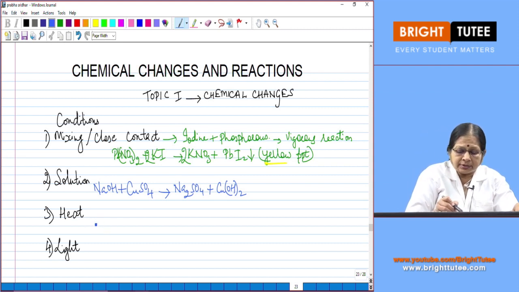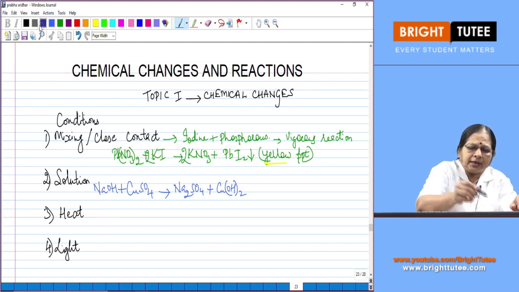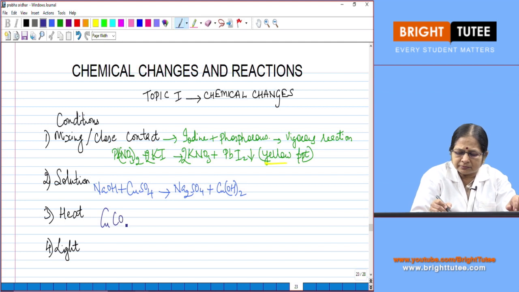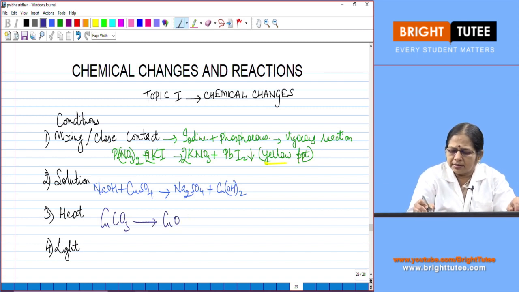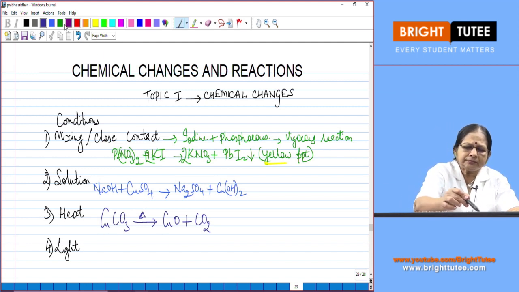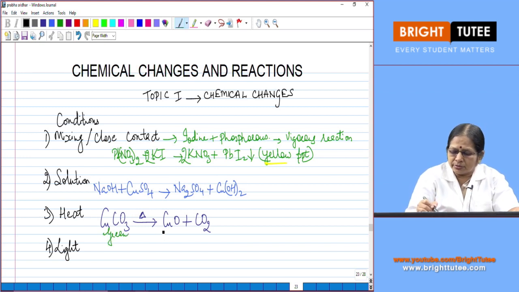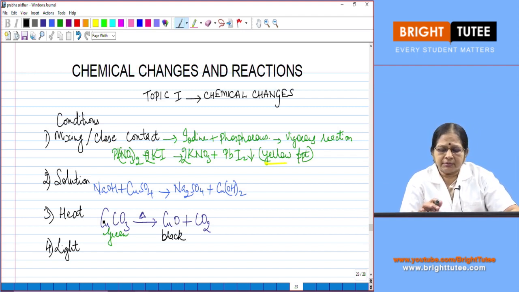Then heat. For example, copper carbonate on heating gives copper oxide plus carbon dioxide. So heat is the major factor which causes decomposition; without heating it does not happen. Copper carbonate is green in color, but on heating changes to black. So how is this change happening? It's only because of heat.